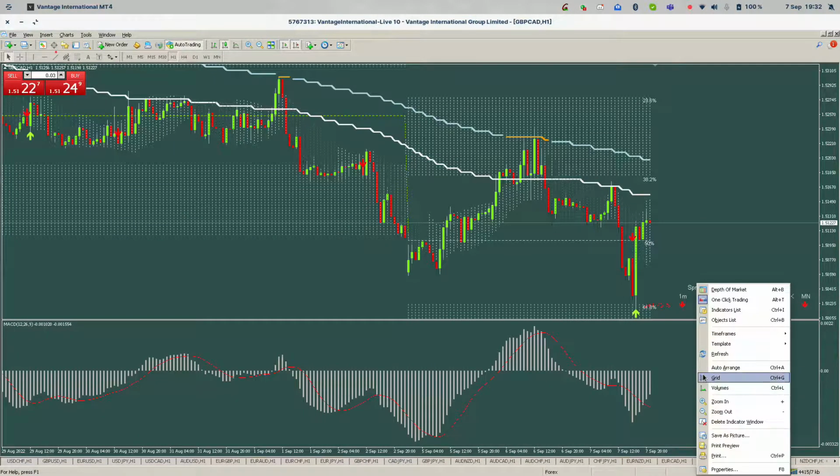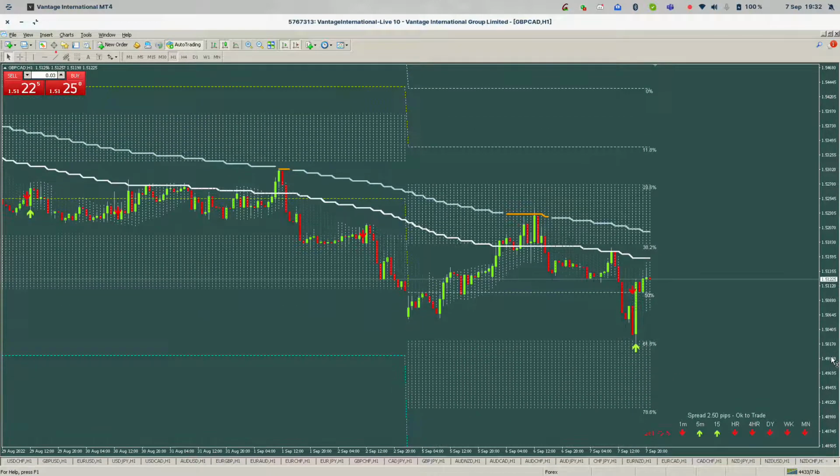Again, sorry, I've got MACD open here for some reason. Funnily enough, I don't know why. I think I was looking at it to just compare things.